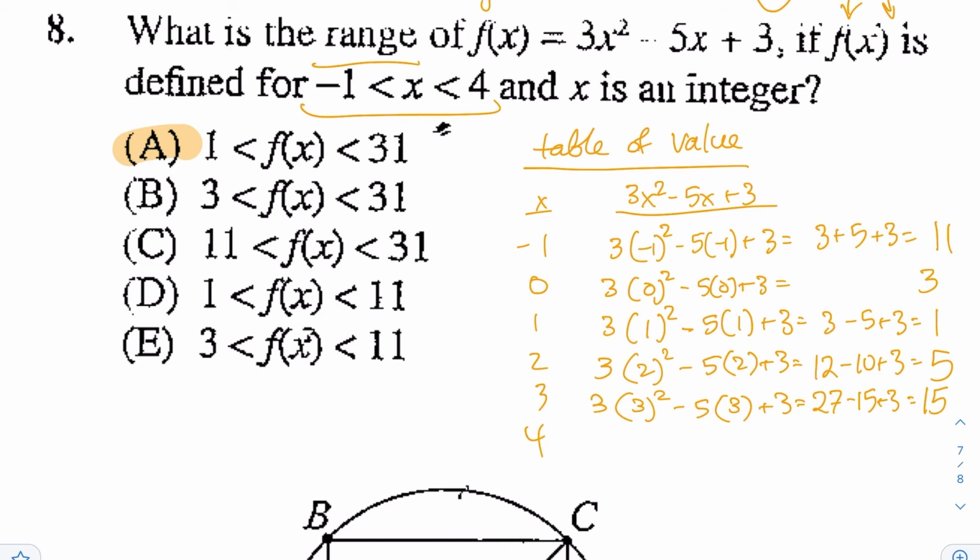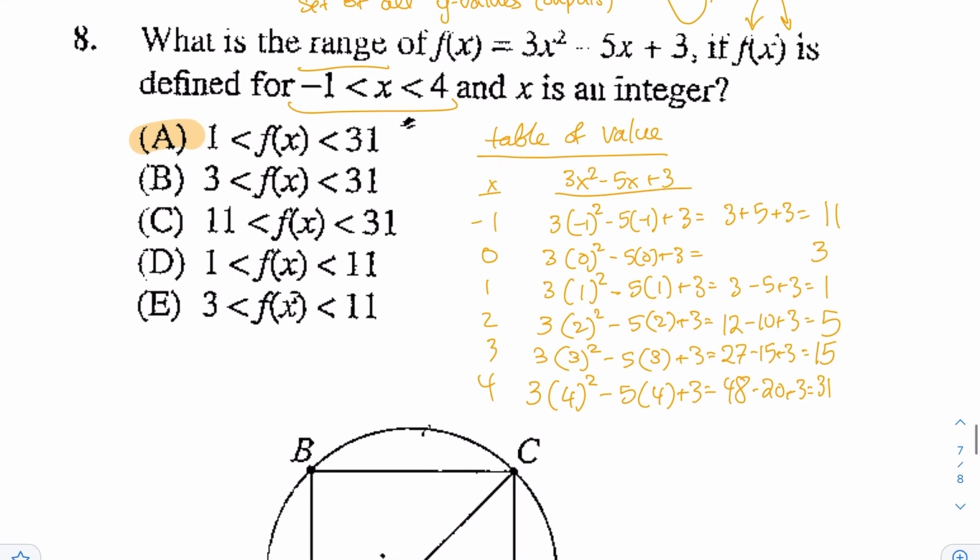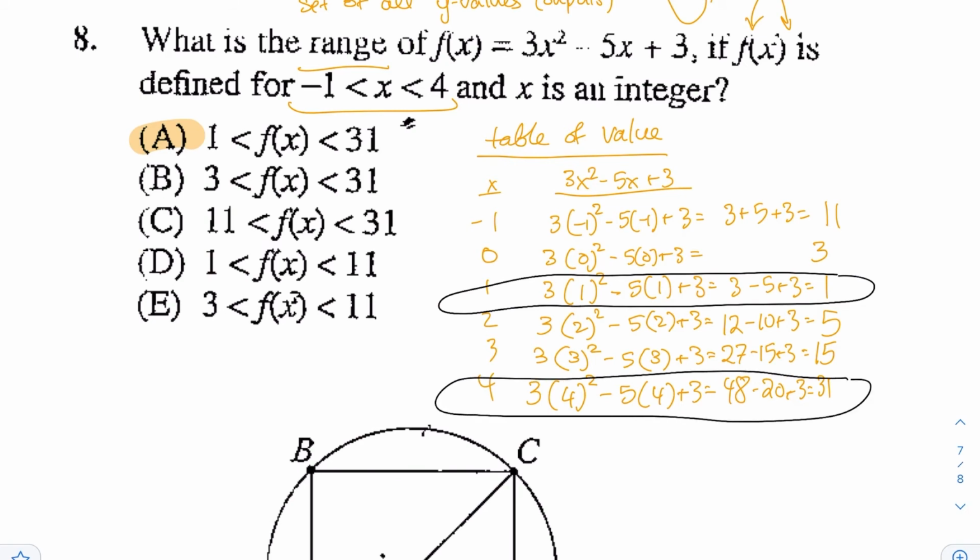And last but not least, for 4, you'll have to do 4 squared minus 5 times 4 plus 3. It's going to be 16 times 3 or 48 minus 20 plus 3. So that's going to be 28 plus 3 or 31. So we see that the range starts from 1. It could actually be equal to 1 all the way up to 31 if x is equal to 4.